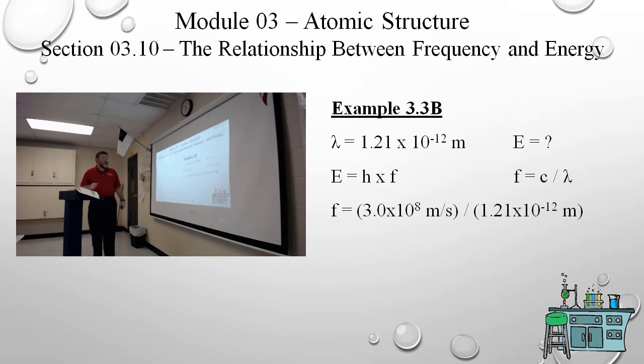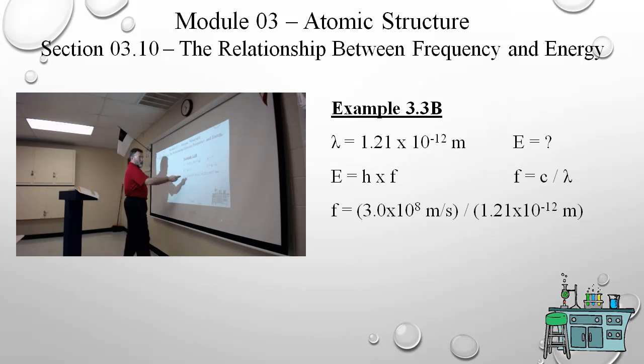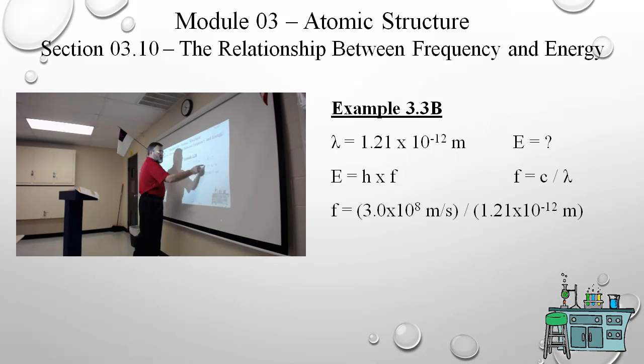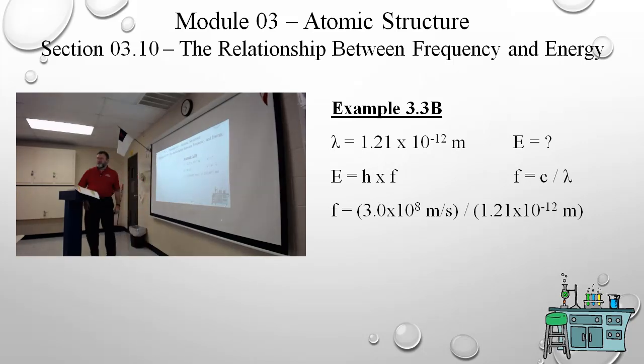So the frequency is equal to the speed of light, 3.0 times 10 to the 8th meters per second, divided by the wavelength. Here's our formula. Speed of light divided by the wavelength. And again, just so we get used to this, what should my answer be about, approximately?